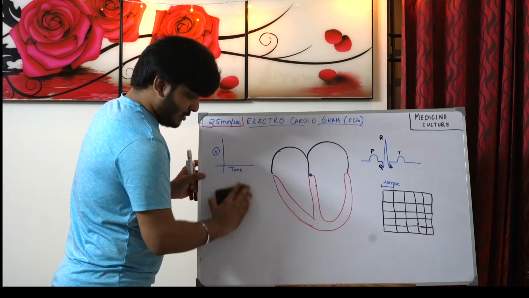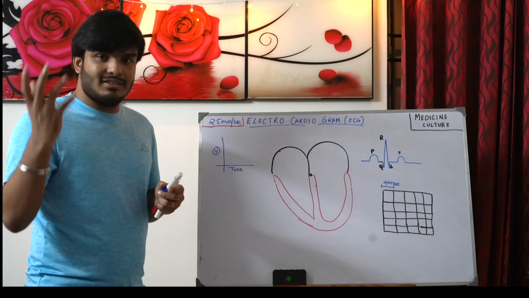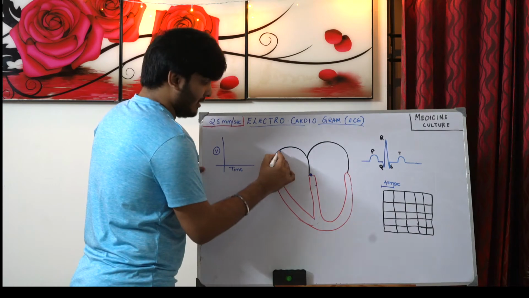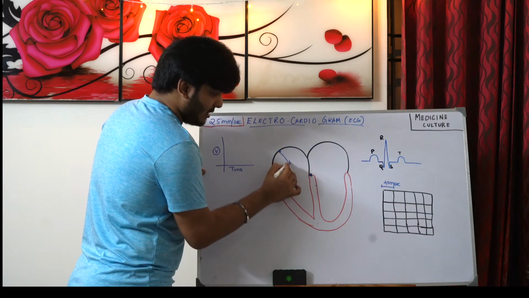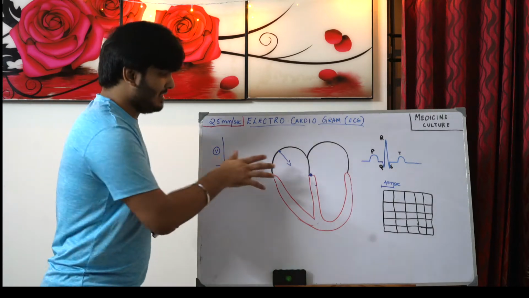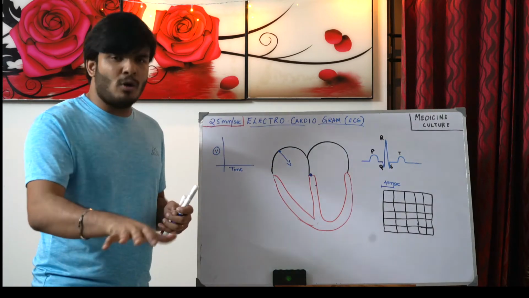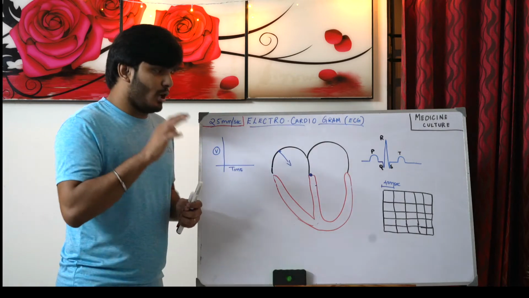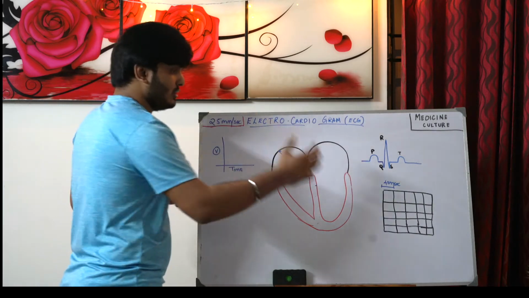So let's redraw our first diagram that we saw. The impulse starts from the SA node, then it travels along 3 bundles, as I said, to the AV node. You see the current is flowing along the axis of the heart. When the current flows along the axis of the heart, you get a positive deflection.